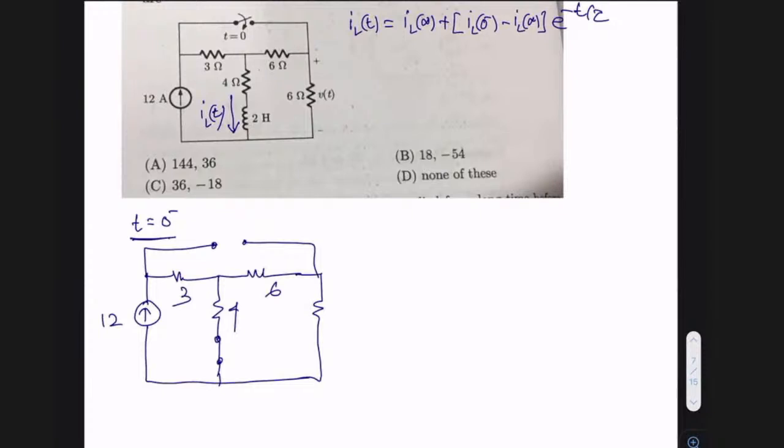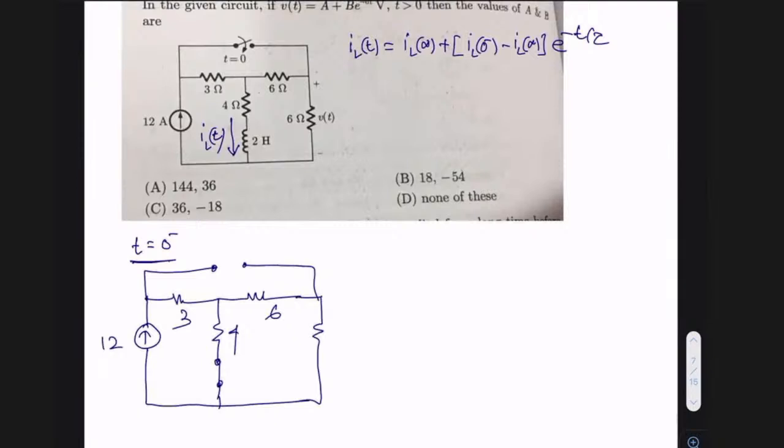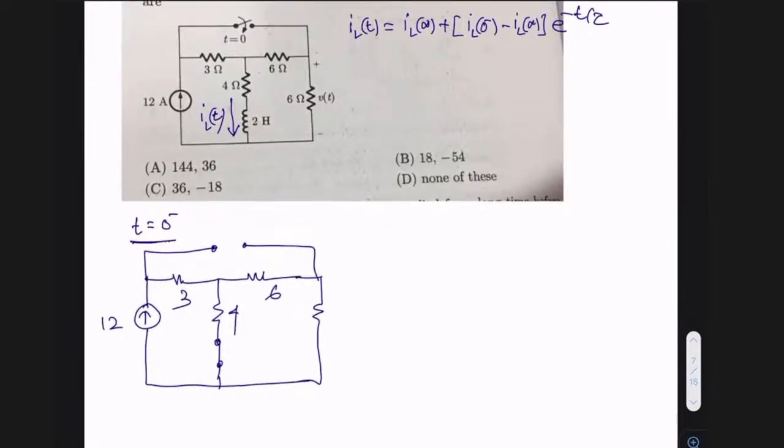This corresponding switch is in open state. This particular current is what I mean by the inductor current, iL(0 minus). And this is your same 6 ohms. Switch is open, inductor is shorted. The current through the inductor is iL(0 minus). Now, what is iL(0 minus)? This 12 ampere is coming here. From this node, there are two paths. One is this path, one is this path.